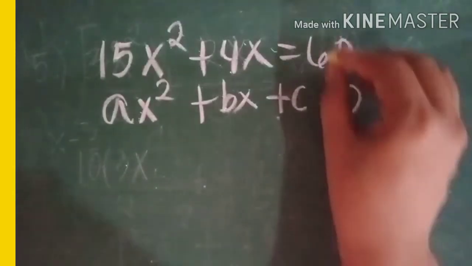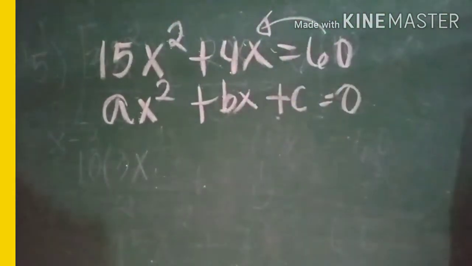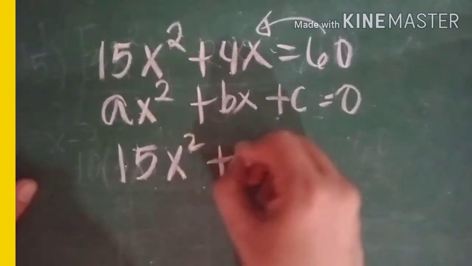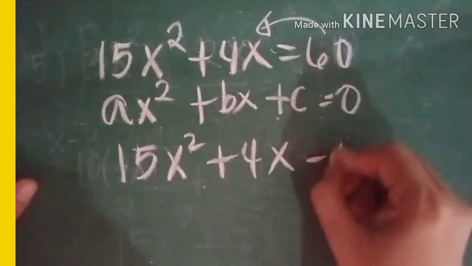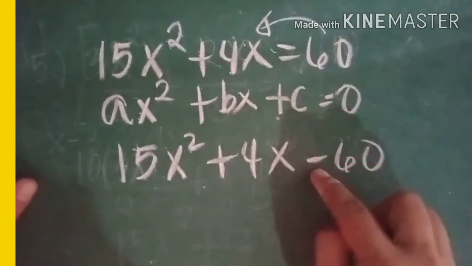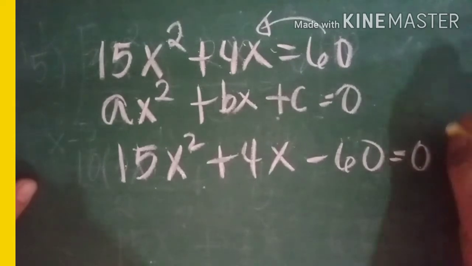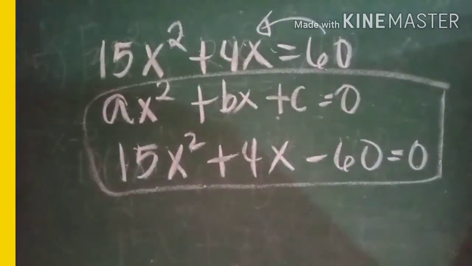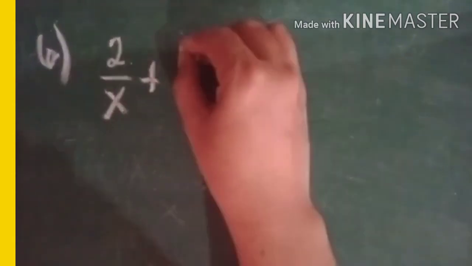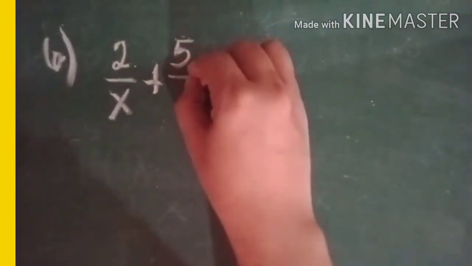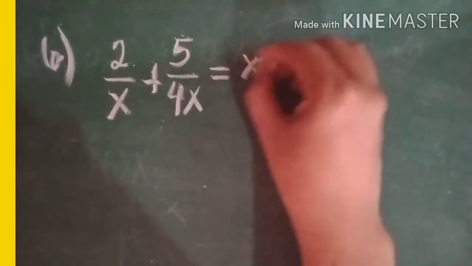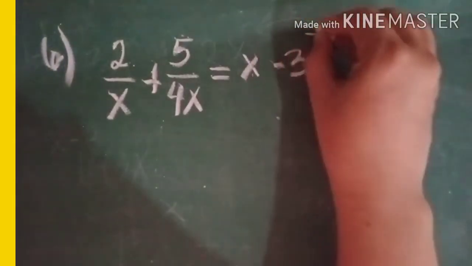So, hindi pa siya naka-standard form. So, change natin to standard form. So, lilipat natin yung 60 sa may left side ng equation at equate natin sa 0. Then, 15x squared plus 4x minus 60. Yung positive 60 naging negative 60 dahil naglipat tayo. Okay, nag-transpose tayo. Okay, next, number 6. 2 over x plus 5 over 4x. Okay, equals x minus 3.